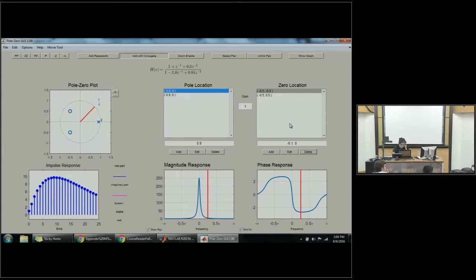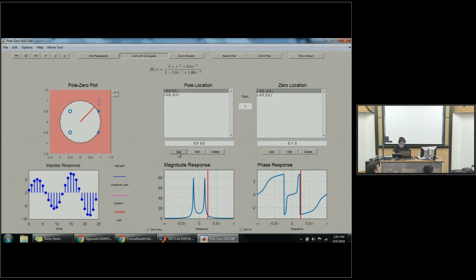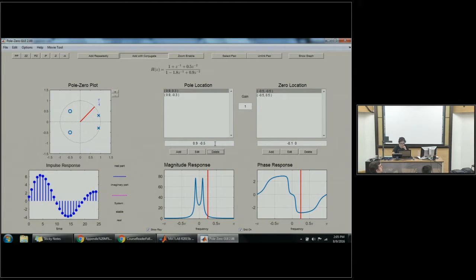I should move the pole somewhere else. This one, we see the previous one. That's a bandpass. Oops, I should reduce the value. See, it gave me an error because my poles are outside the unit circle. Now it's passing a particular band.